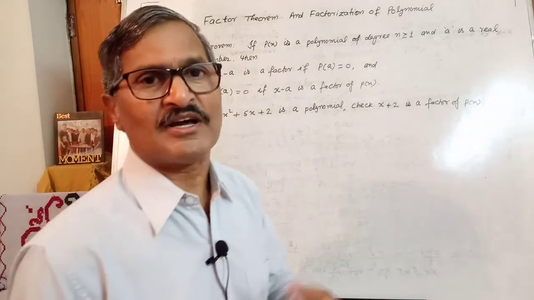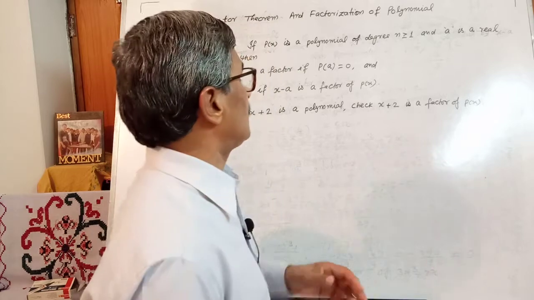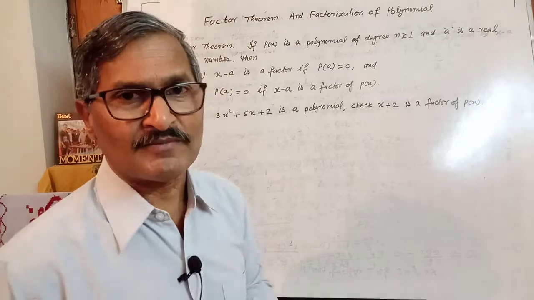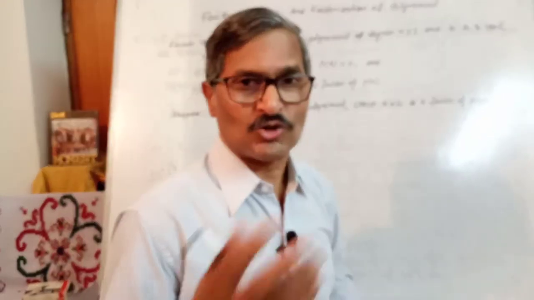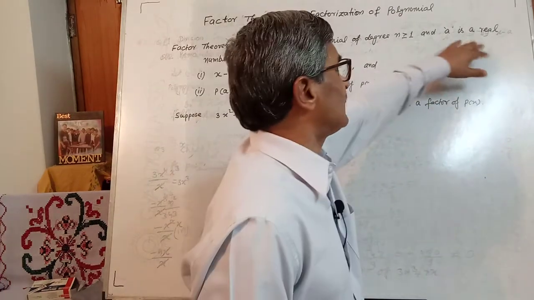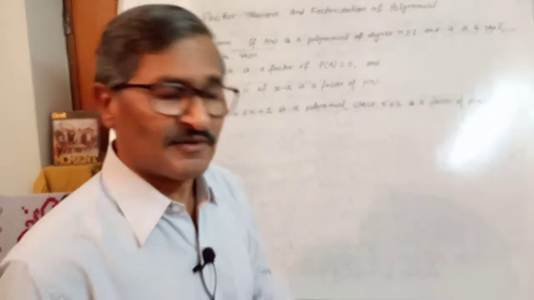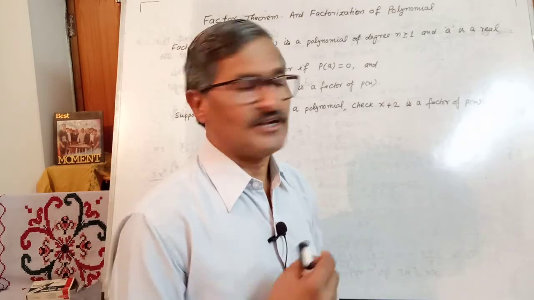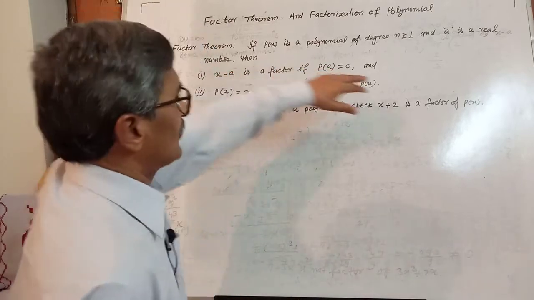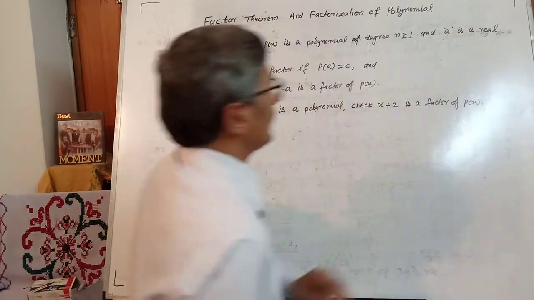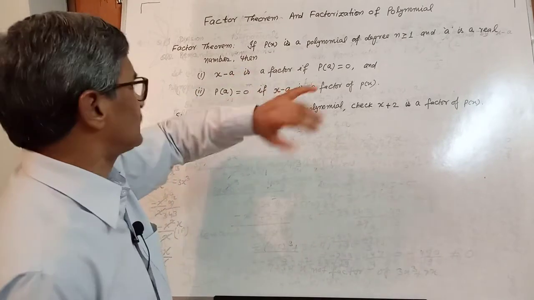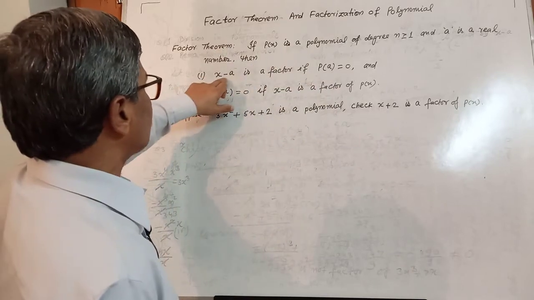either quadratic polynomial or cubic polynomial or linear polynomial, there will be very few linear polynomials, but you will be getting quadratic and cubic polynomials. So degree is greater than or equal to 1 and a is a real number, any number, with another polynomial. That polynomial will be described in the example. Then if a is a number, then the statement of the theorem is x minus a.